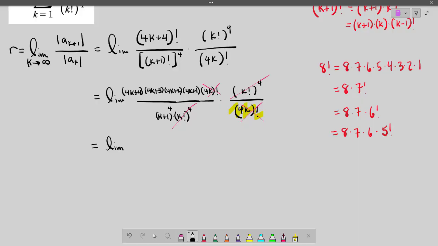Seems like a lot of work just to cancel one thing. Right? It's a good thing we didn't have to go any further. It's a lot of writing.